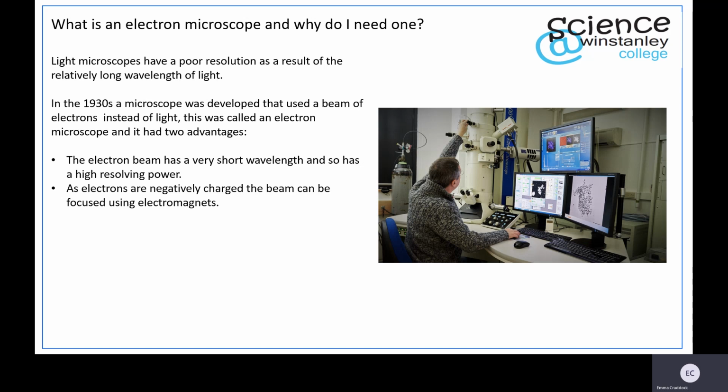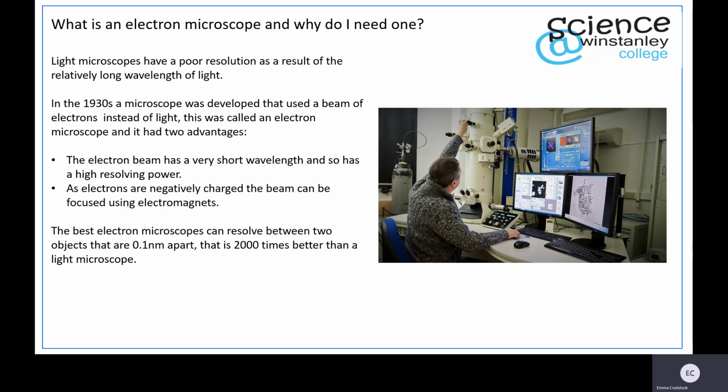Firstly, the electron beam has a very short wavelength, so it has a very high resolving power. And as electrons are negatively charged, the beam can be focused using electromagnets. The best electron microscopes can resolve between two objects that are 0.1 nanometers apart, and that is 2,000 times better than a light microscope.